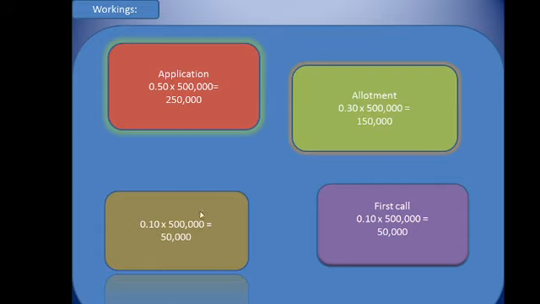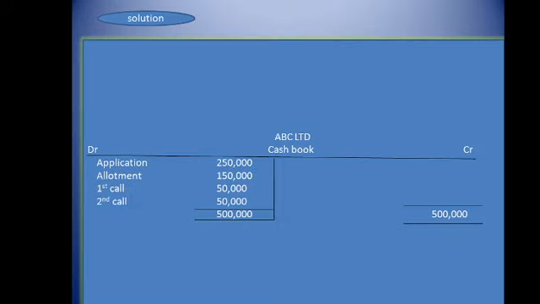Then for first call, I have 10 kobo times 500,000, I got 50,000. For final call, I did the same thing. These are the workings, and then I'm going to use the figures I got from these workings in working on my ledger. I'll start posting them to the ledger where they all belong.